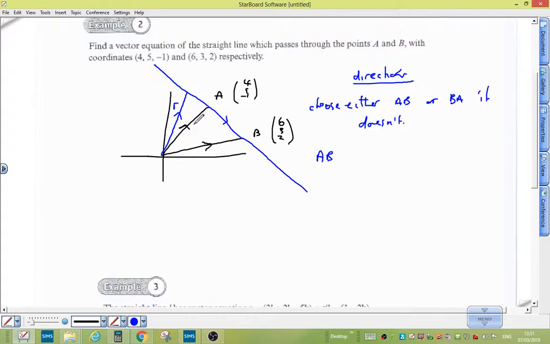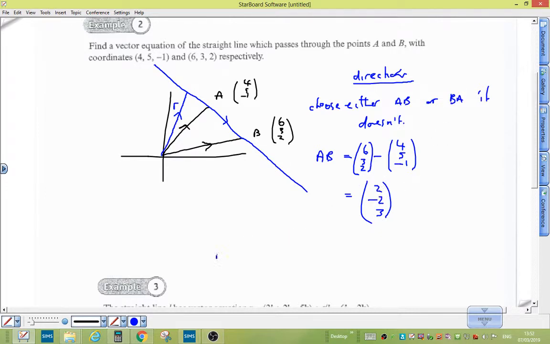B minus A, because I'm going negatively down there and up there. So that is 6, 3, 2, and I'm taking away from it 4, 5, minus 1. So that will give me an answer of 6 take that is 2, 3 take that is minus 2, and 2 minus minus that gives you 3. Okay, now I've got my direction vector. I could have done it the other way, it doesn't matter.